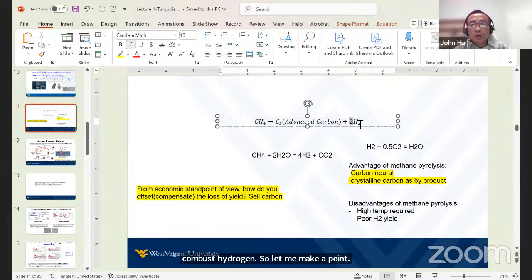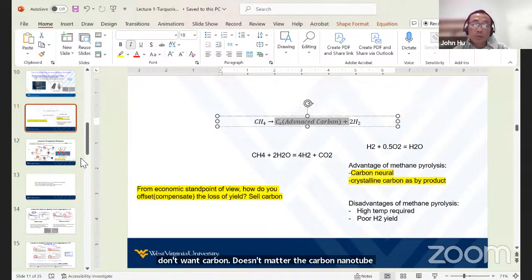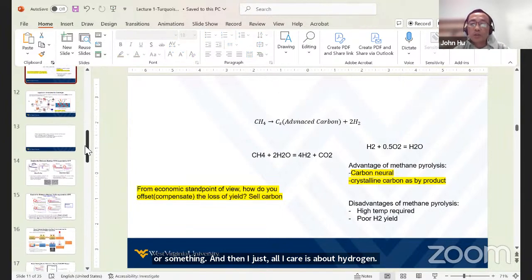What if you only want hydrogen? They say no. You say, I don't want carbon. Doesn't matter, the carbon nanotube or something. All I care about is hydrogen. So that's what I'm talking about. Okay, all you care about is hydrogen, you leave carbon behind.